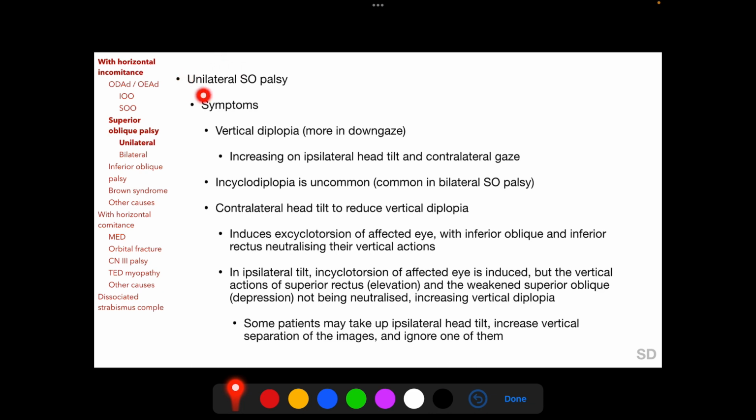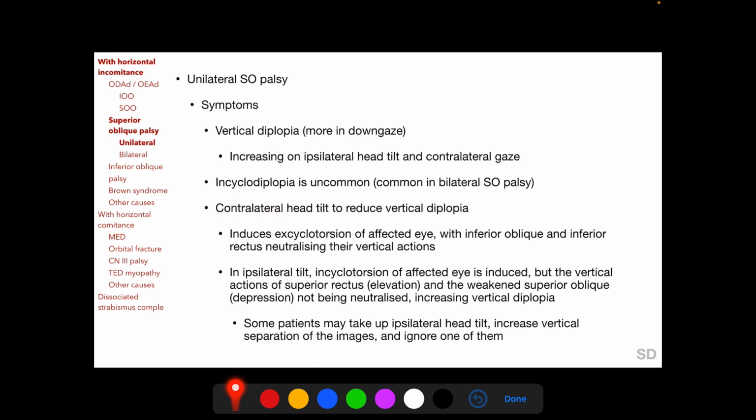Patients with unilateral superior oblique palsy will have a vertical diplopia which is more in down gaze, with this vertical diplopia increasing on ipsilateral head tilt and contralateral gaze. But encyclodiplopia due to excyclotorsion is uncommon in unilateral superior oblique palsy, which, as we will be discussing later, is common in bilateral superior oblique palsy. And we'll find that in bilateral superior oblique palsy, vertical diplopia is less common, particularly if the bilateral superior oblique palsy is symmetrical. Typically, the patient assumes a contralateral head tilt to reduce the vertical diplopia.